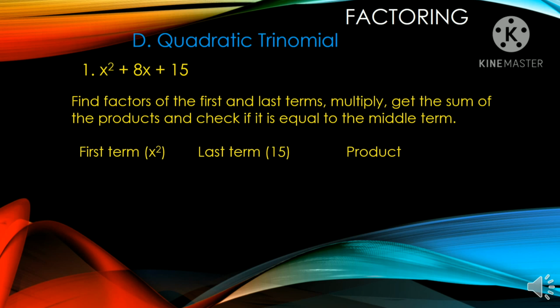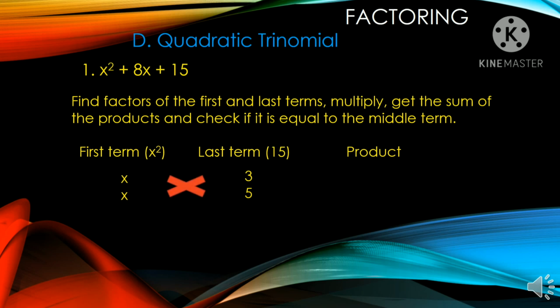Tapos kunin natin yung mga pair of factors nila, tapos kunin natin yung kanilang mga products. Anong factors ng x square? We have x and x. Ano ang factors ng 15? We have different pair of factors. Pwedeng negative 1, negative 15, pwedeng 15 and 1, pwedeng negative 3 at saka negative 5. Pwede ring 3 at saka 5. But here, we get or consider 3 and 5.